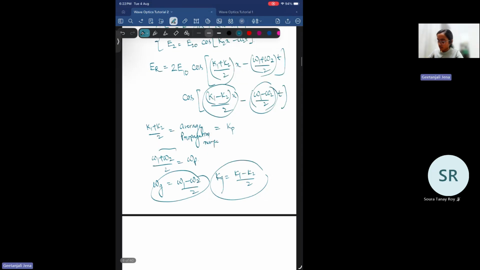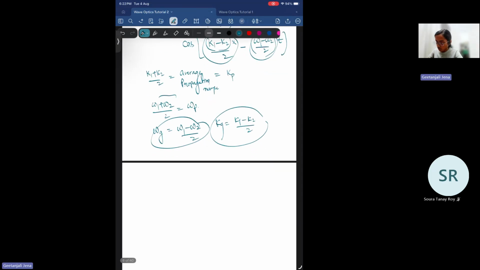From this, we have graphically seen how we can represent this resultant electric field, which is 2E10 cos(kpx minus omega pt) times cos(kgx minus omega gt). The first part we call the carrier wave, and the second we call the envelope wave.